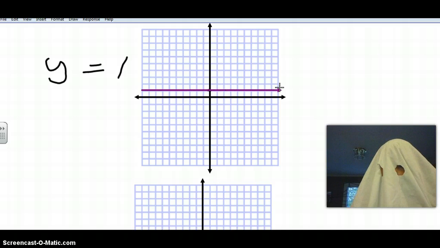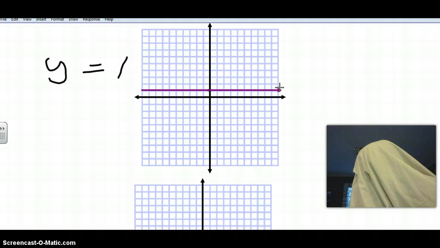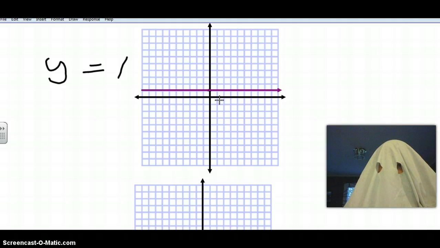Okay, and then that is just y equals 1. Okay, and that is a horizontal line.